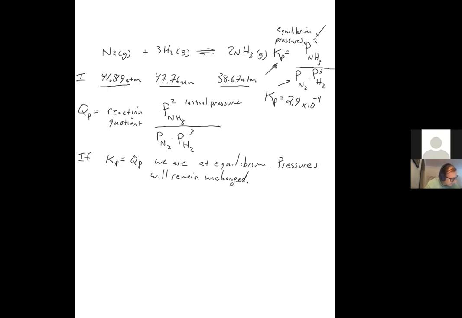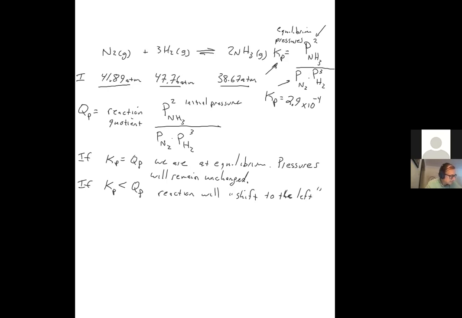On the other hand, if K sub P is less than Q sub P, okay, so you have a smaller value of K and a larger value of Q, then the reaction will, quote, shift to the left. Now, the left side is your reactant side, okay? So if Q is greater than K, is another way of putting it, that's the more common way of putting it, then the reaction will go toward the reactant side.